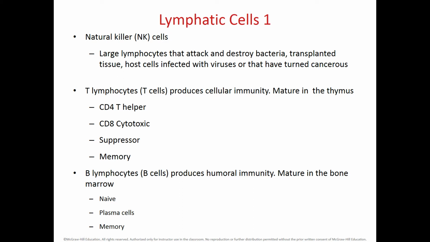So we have the NK cells, which are basically the immunological surveillance. They are like patrolling the body. They're constantly circulating throughout the blood vessels to find if anything goes wrong. And these are lymphocytes, but they are called natural killer cells, or NK cells, because once they find something abnormal, like a bacteria, transplanted tissue, host cells infected with viruses, or cancer cells, these natural killer cells are like snipers.